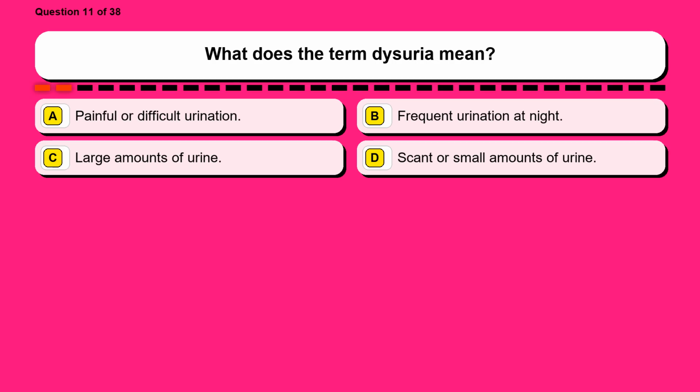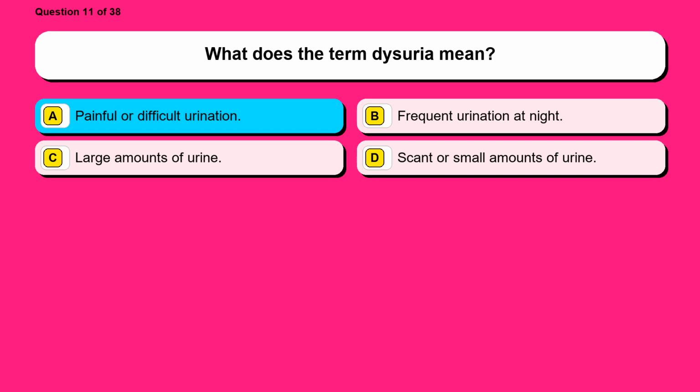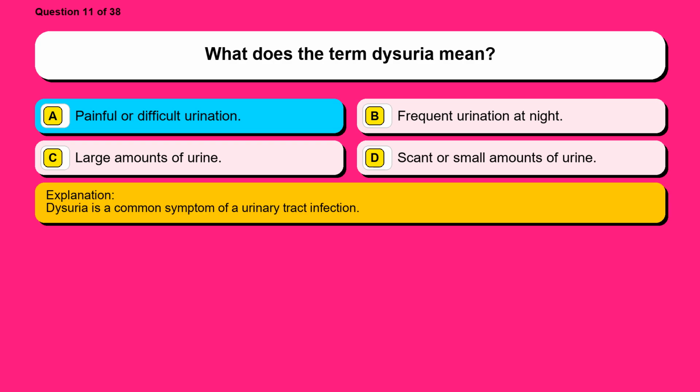Question 11. What does the term dysuria mean? Option A, painful or difficult urination. Option B, frequent urination at night. Option C, large amounts of urine. Option D, scant or small amounts of urine. The correct answer is option A, painful or difficult urination. Dysuria is a common symptom of a urinary tract infection.